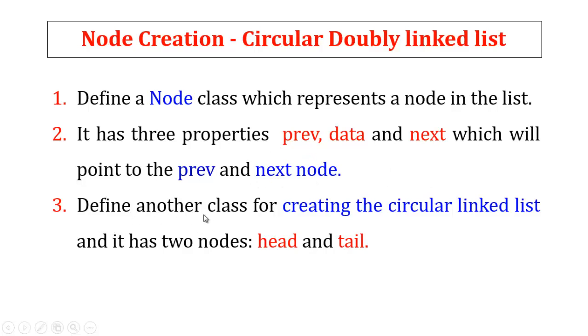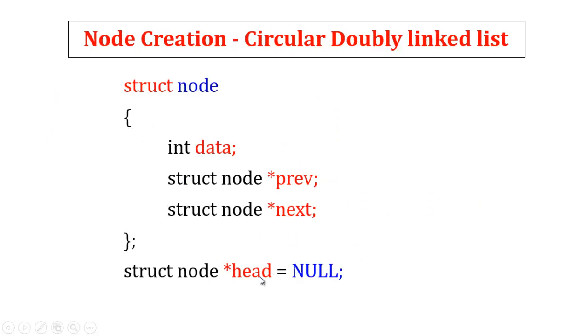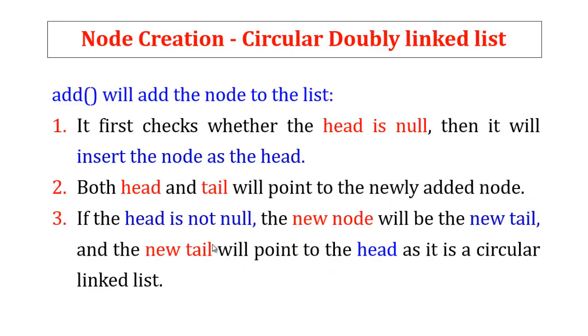Define another class for creating the circular linked list. It has two pointers, a head pointer and a tail pointer. Like that we are going to define the head pointer and the tail pointer. This is an algorithm, or steps, to create a new node, that we call inserting a new node.